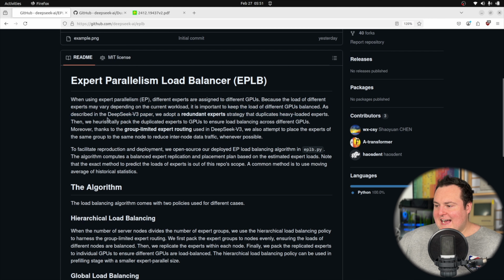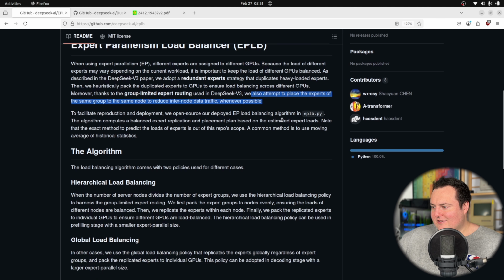GPUs balanced. As described in the DeepSeek V3 paper, they adopt a redundant expert strategy that duplicates heavily loaded experts. Then, they heuristically pack the experts to GPUs to ensure load balancing across different ones. They attempt to place the experts of the same group on the same node to reduce internode data traffic. So basically keeping everything within the same NVLinked server, I believe, instead of having to send it to the other servers through InfiniBand or something like that.